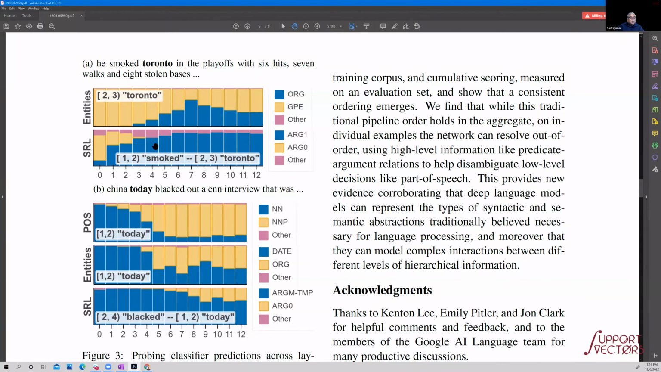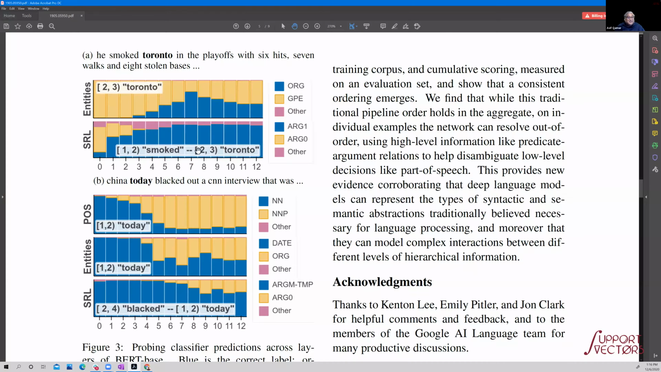The moment you use the word smoked Toronto, then by the time you go to this semantic relationship thing, it is pretty much a certainty. Arg1 is basically saying you're talking about a team here. You notice how the blue rapidly increases and it comes to a different conclusion. Now it is telling you that what you initially thought was a city is actually not a city when you put these two together. And then it has come to this conclusion.